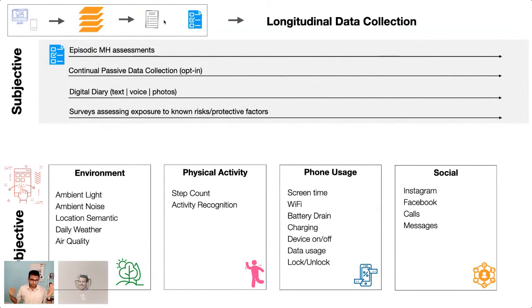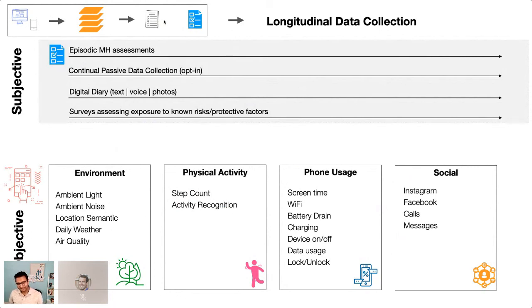So actually, this is one more slide I forgot. This is a visual protocol summary of a study that you might want to create. What's your baseline data collection? What's your longitudinal strategy? We talked about subjective and objective data, so surveys versus objectively collecting data about people's environment or their physical activity.